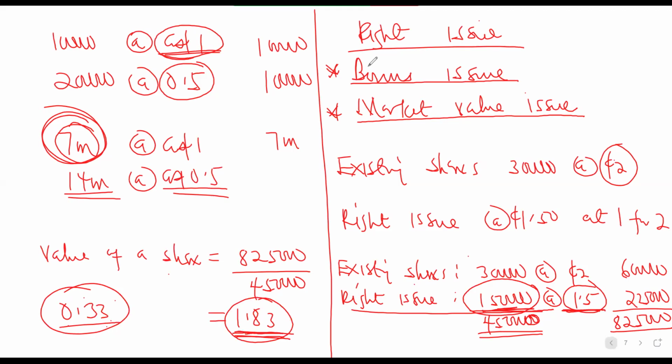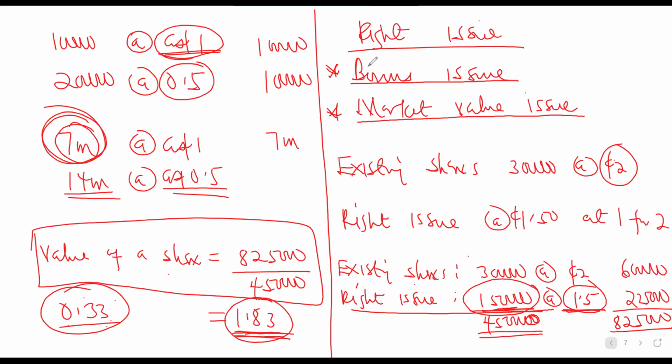So let me show you what we have done over here. It is what we call a theoretical XY price. This is calculated on unit basis. You look for your value after the right issue. That is what we call the theoretical XY price. What is the price of the shares after the right issue? That's what we call the theoretical XY price. This is calculated on total basis. But mostly you'll be calculating this on unit basis because the question will be giving you unit items.